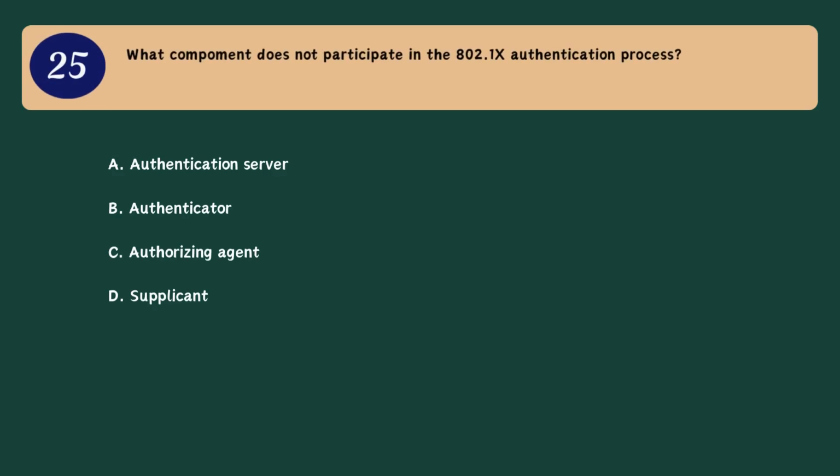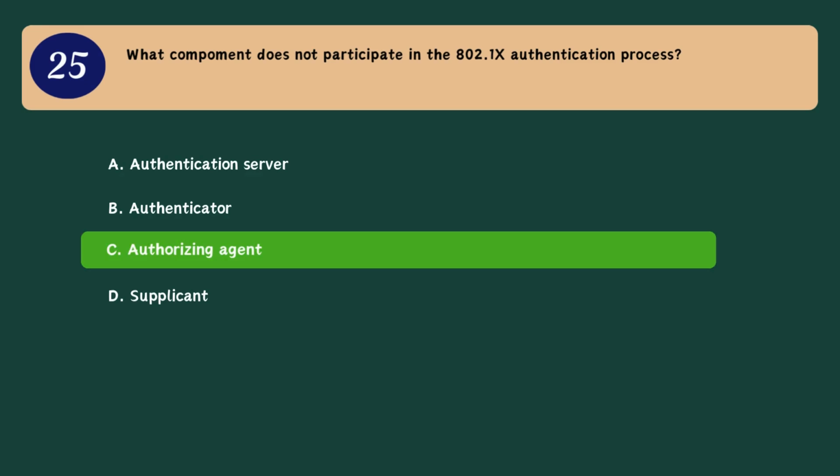Question 25. What component does not participate in the 802.1x authentication process? A. Authentication server. B. Authenticator. C. Authorizing agent. D. Supplicant. Correct answer. C. Authorizing agent.